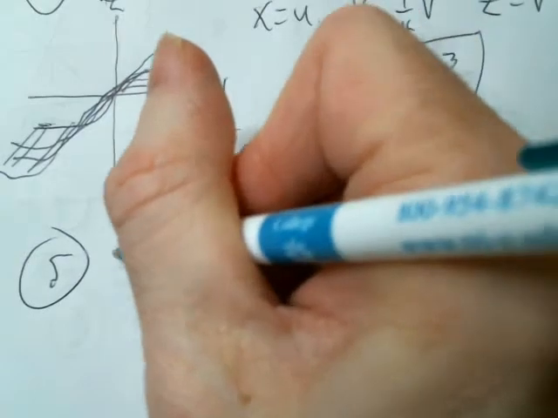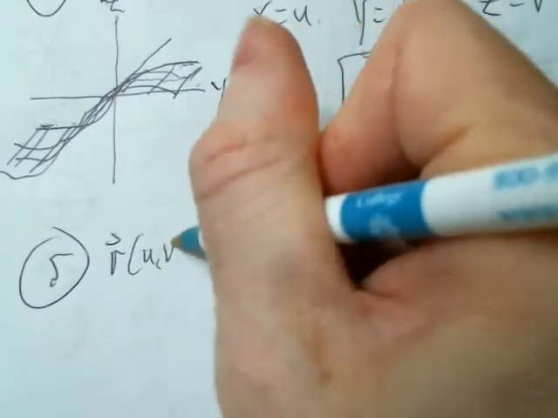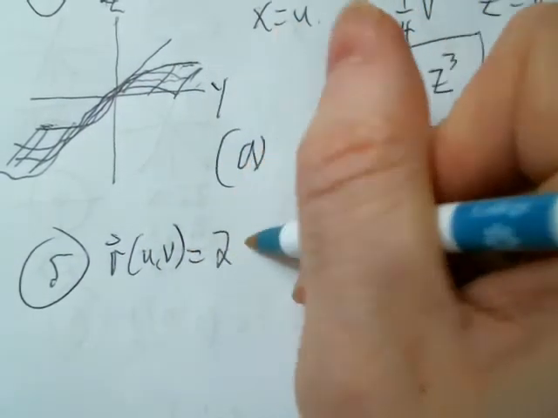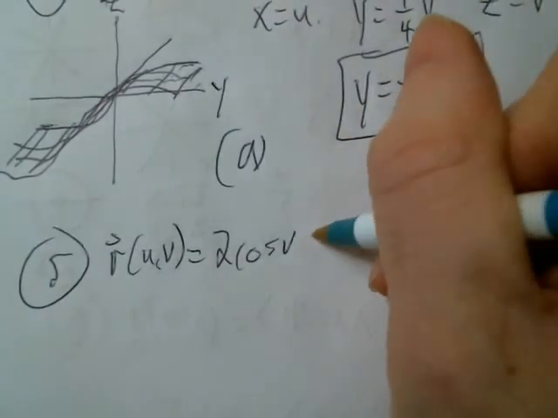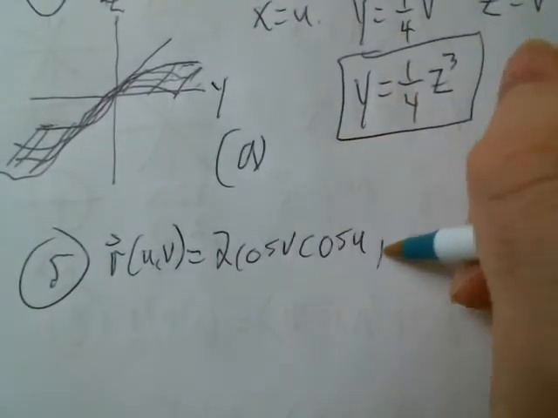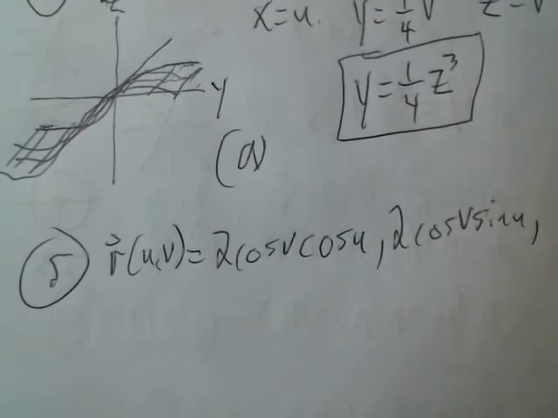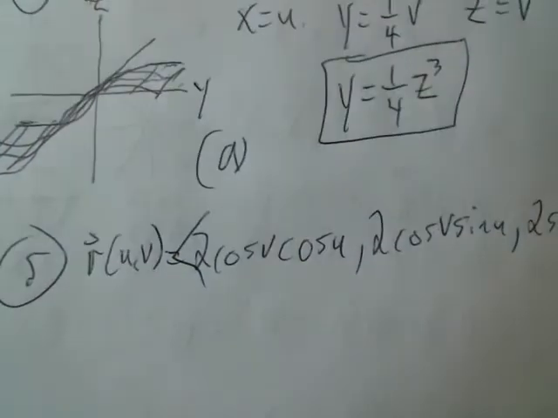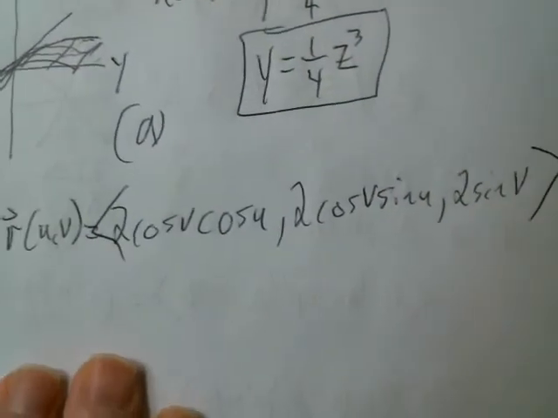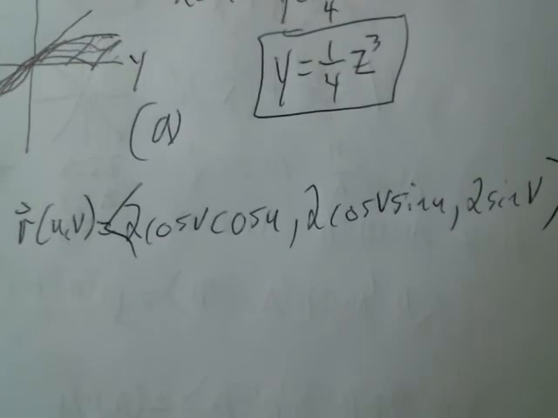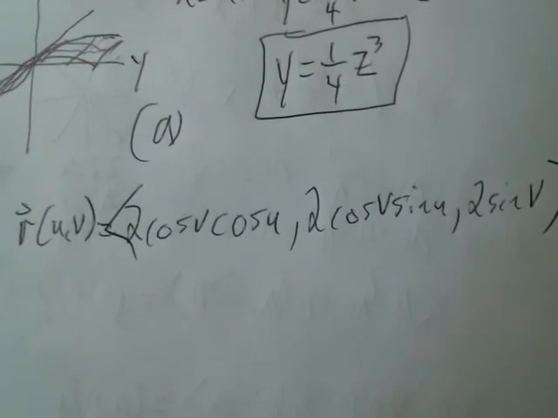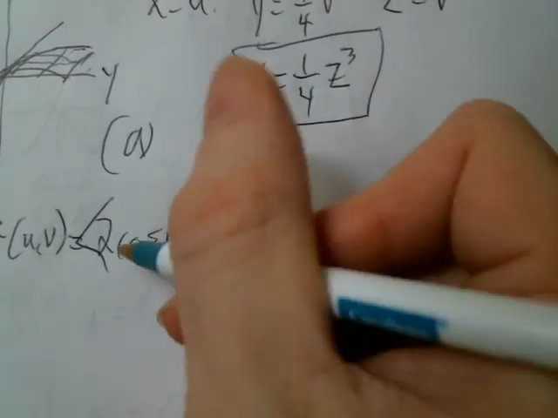All right, 5 then. Right, so this one, r(u,v), is 2 cosine v cosine u, and then 2 cosine v sine u, and then 2 sine v. Okay. So again, we have some trigonometric functions, and that kind of suggests that you better go to your trig identities if you want to pull this off.